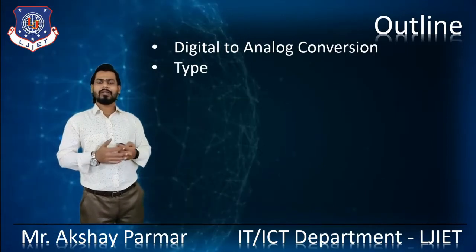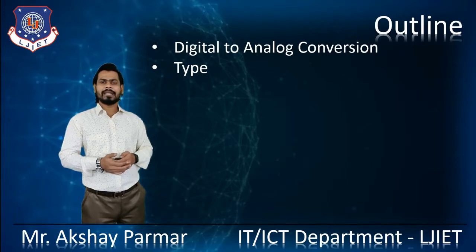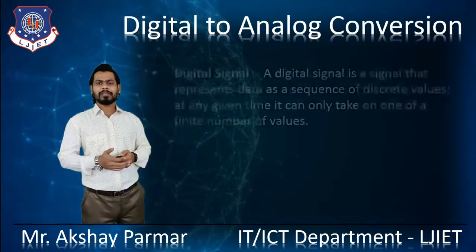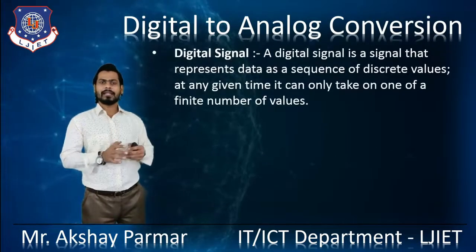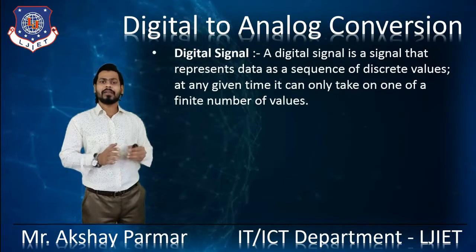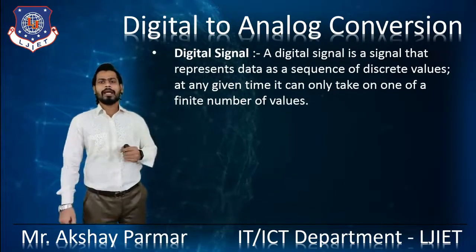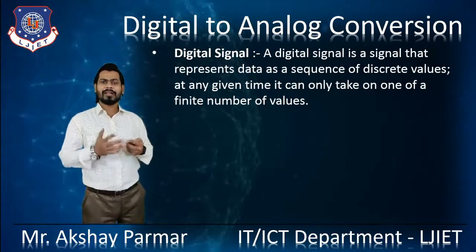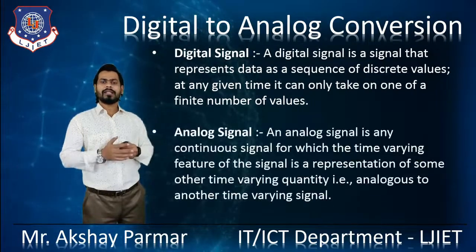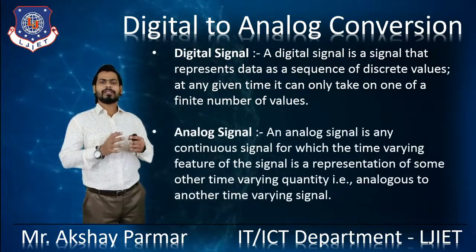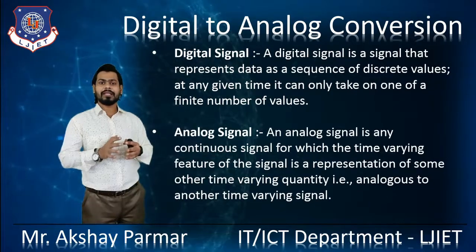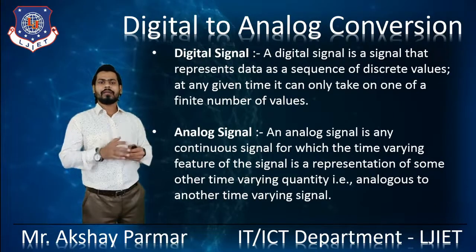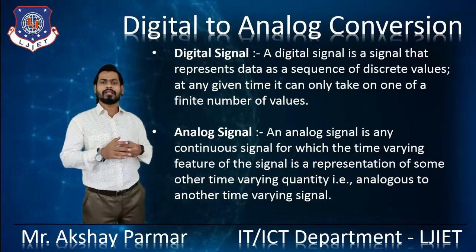Before diving into digital to analog conversion, let's see what a digital signal is and what an analog signal is. A digital signal is a signal that represents data as a sequence of discrete values. At any given time it can only take one of a finite number of values. An analog signal is any continuous signal for which the time varying feature of the signal is a representation of some other time varying quantity.